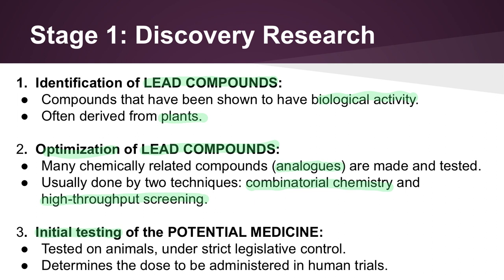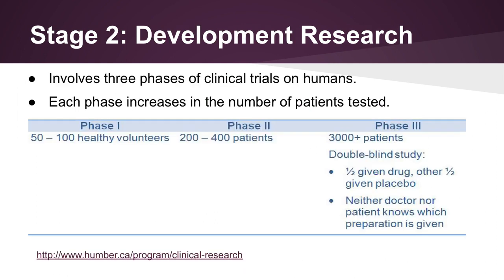So when we've identified ones that have got good promise, we'll do testing on animals. This is done under really strict legislative control and helps us to determine the dose that should be administered in human trials. So once we've gone through all that process and done animal testing, it's time to move on to stage 2, which is development research.